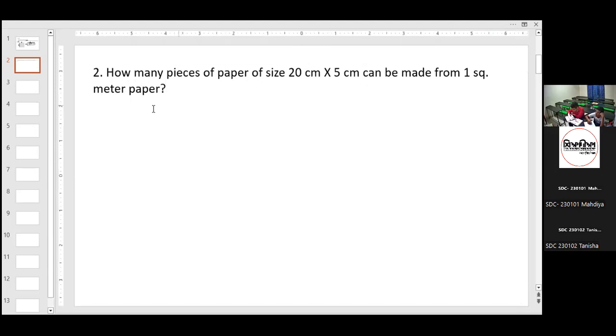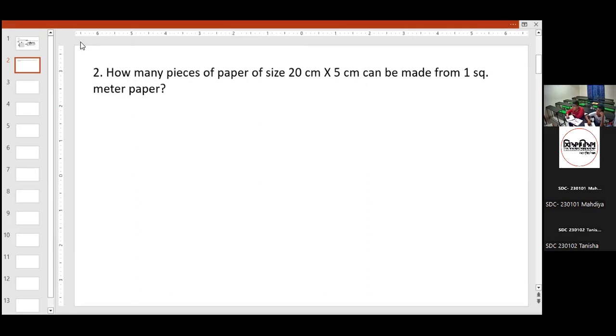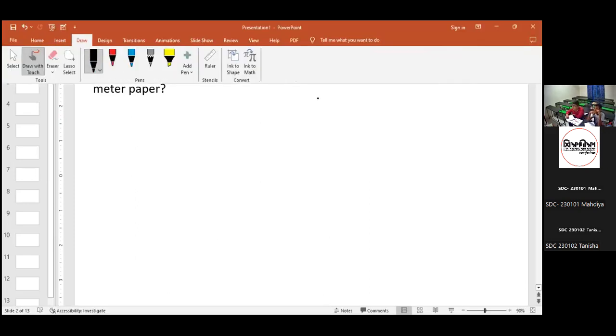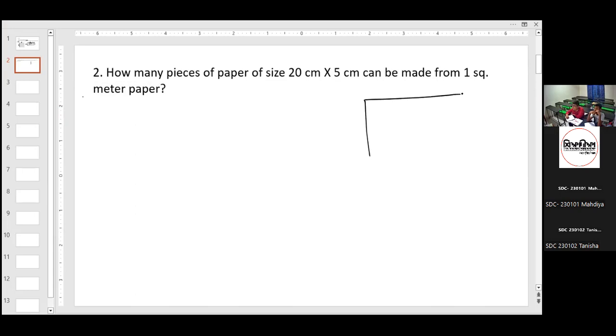So what do you mean by that? I mean, if we have a paper like 1 square meter, this is 1 square meter, maybe this is 1 meter and this is also 1 meter. Okay. So if you make it in pieces, where the length is 20 centimeter only, and the breadth is 5 centimeter, then how many pieces we can make? So how can you do that?